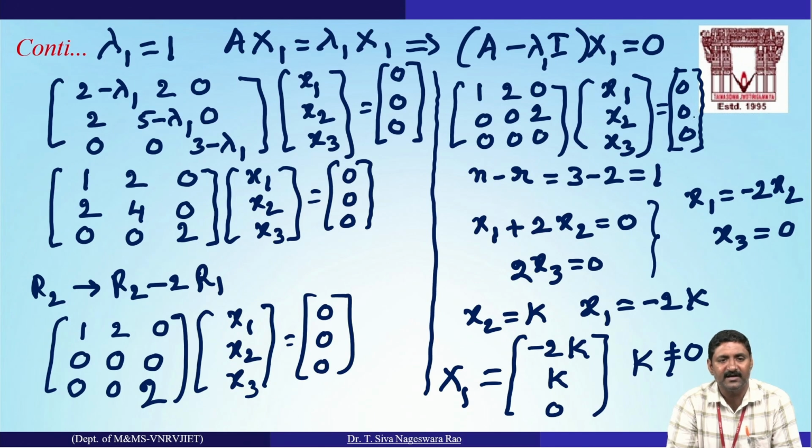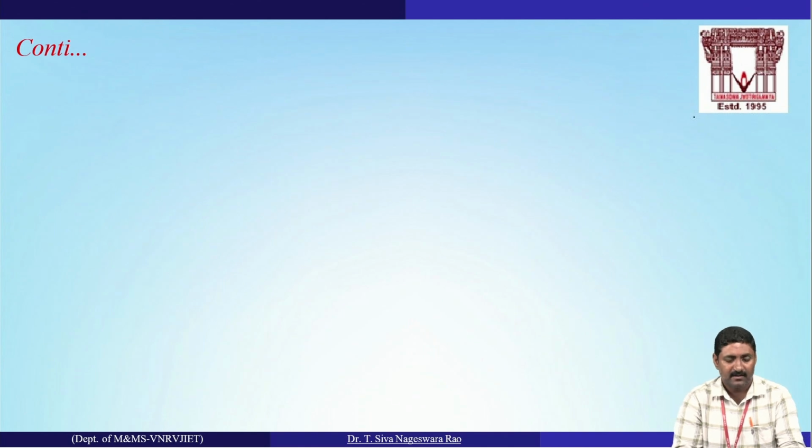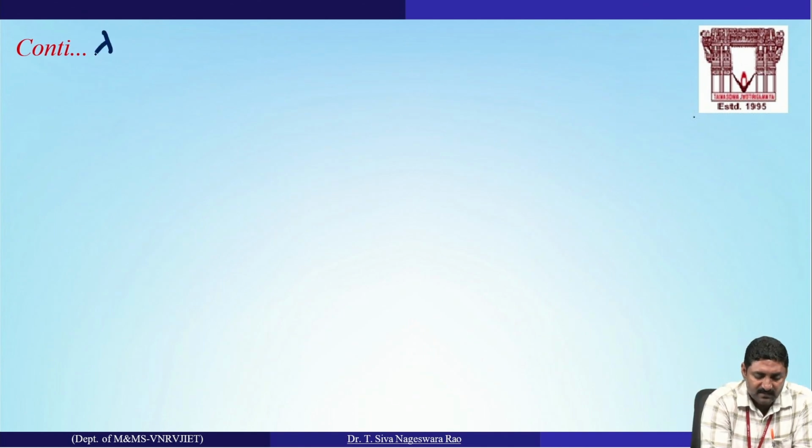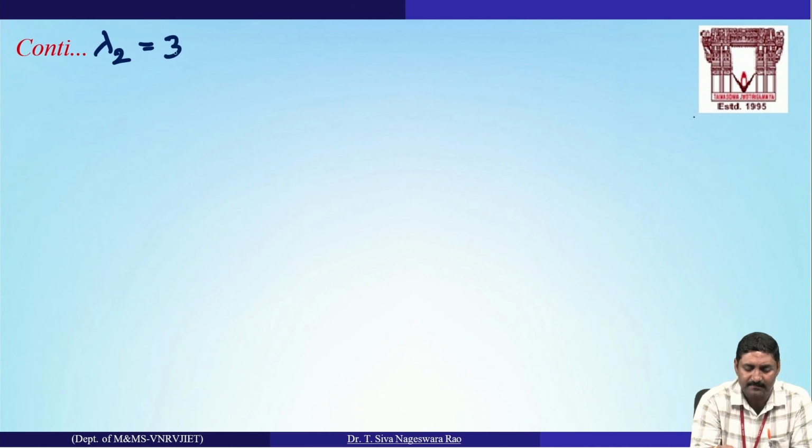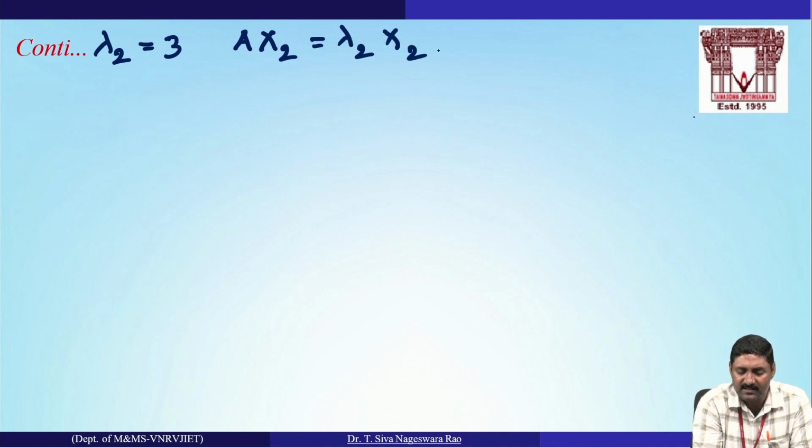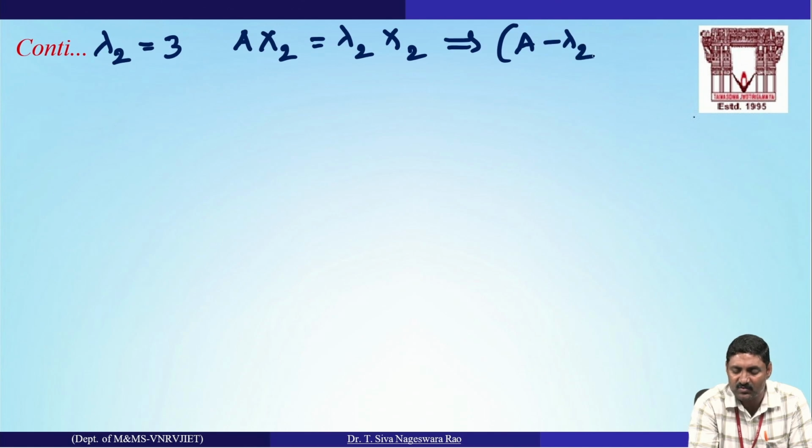So we are going to find two more eigenvectors corresponding to the eigenvalues, that is corresponding to lambda 2 is equal to 3. Now I am going to write Ax2 is equal to lambda 2 x2 implies A minus lambda 2 I multiplied with x2 is equal to 0.